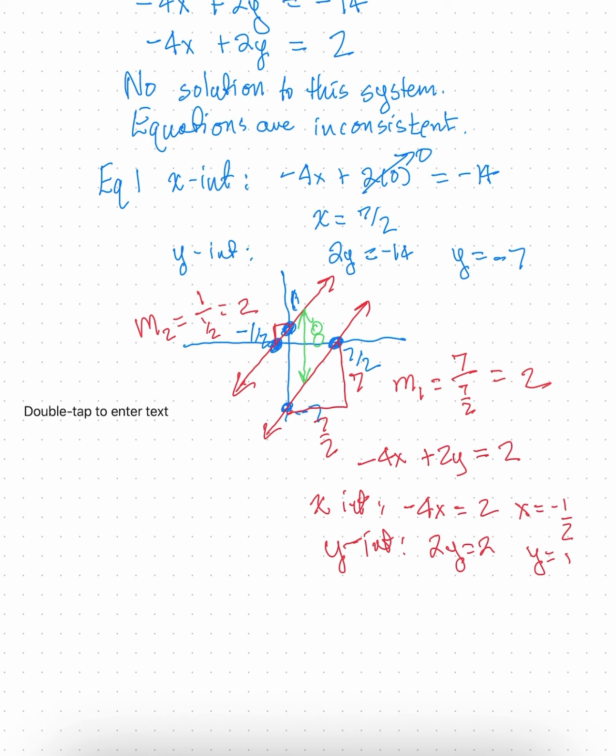So with that, we know the lines are parallel. We know there is no solution. We know the equations are inconsistent, and all three of those things mean the same thing. There is no solution to this system of equations in x and y.